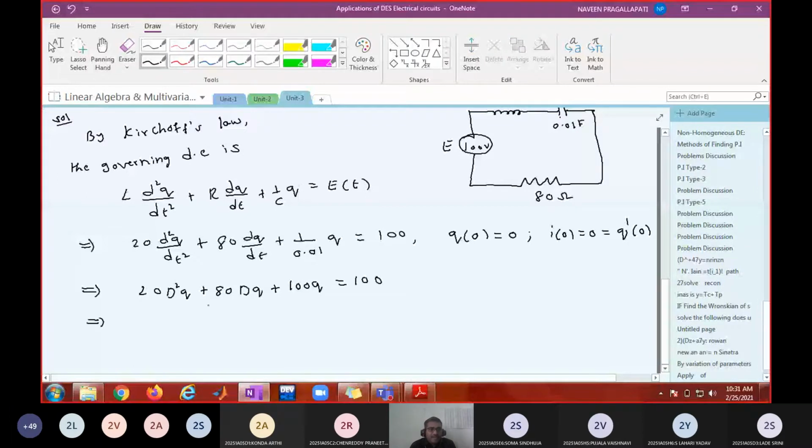So if I divide by 20, d²q + 4 dq + 5q = 100. Can I write it as (D² + 4D + 5) q = 100? I think there is a mistake here, 100 divided by 20 is 5, equal to 5. Is this fine?